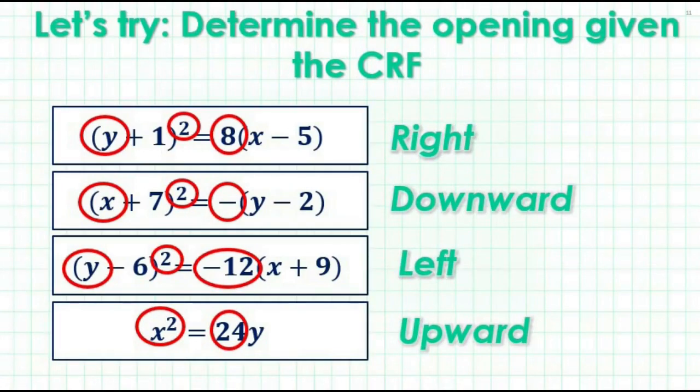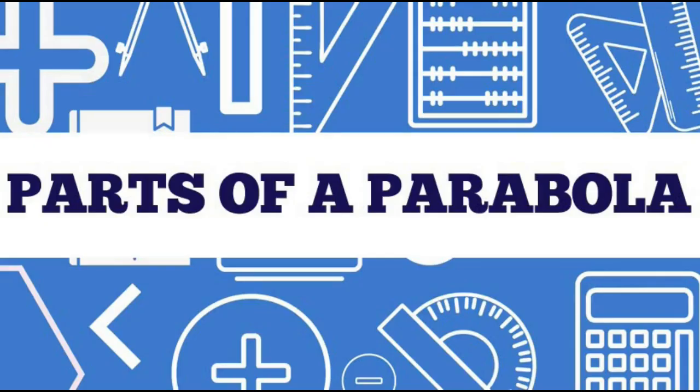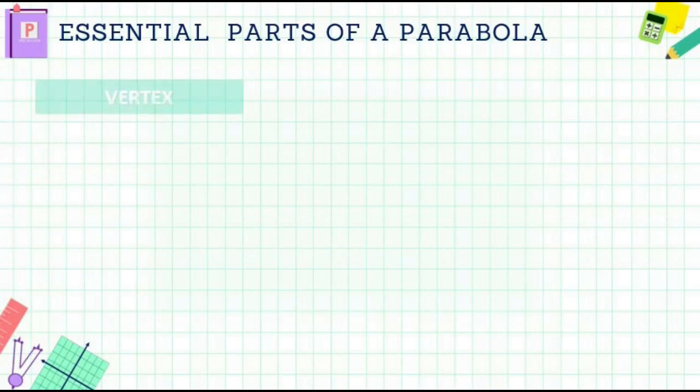Now that you know how to determine the opening of a parabola given the center radius form, let me now discuss the parts of a parabola. Here, I will be discussing the essential parts of a parabola that will be needed later on when we graph. The first and the most important part is called the vertex.